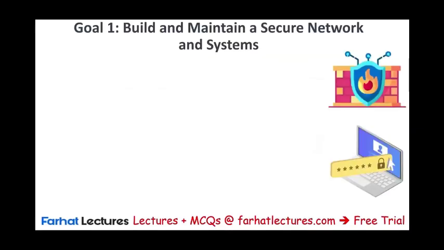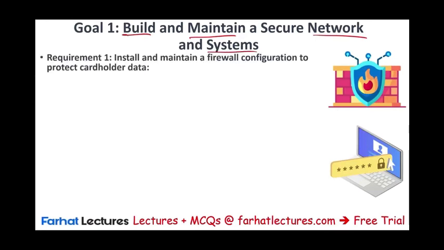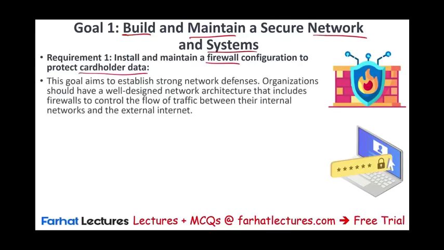Let's go ahead and get started with the first goal. The first goal is to do what? Build and maintain a secure network and system. Well, what does that mean? Requirement 1, this is the goal: install and maintain a firewall to protect cardholder data. So this goal is to do what?